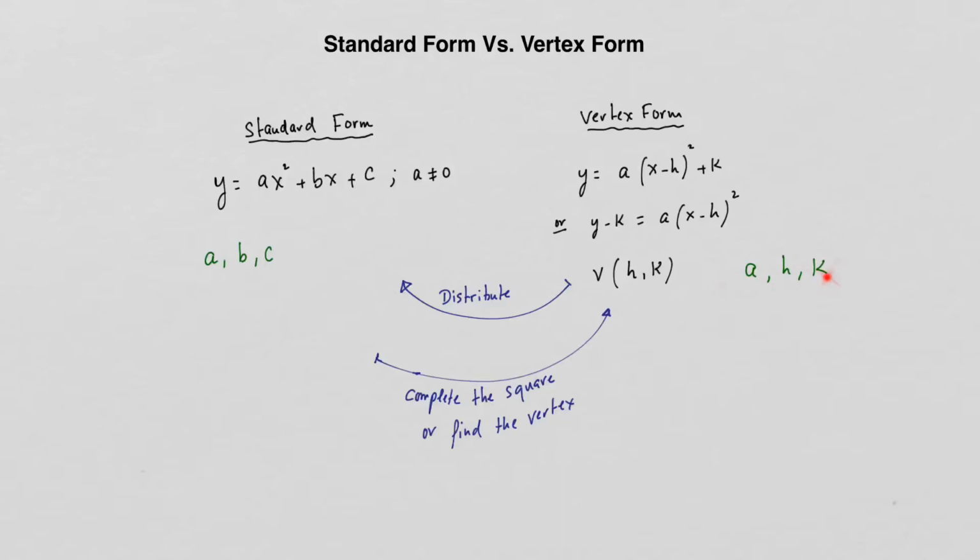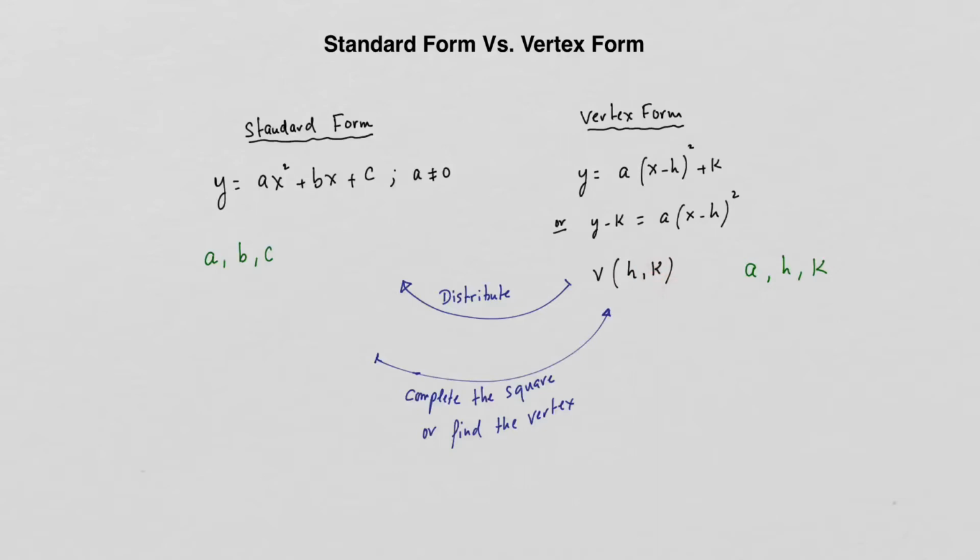Now what are these three numbers? Here's the good news: this a is exactly that a. So if this is 2, I guarantee you're going to get a 2 here. If this is 1, you're going to get a 1. If this is negative 5, you're going to get negative 5. So that you get for free. Now (h, k) is your vertex. Remember, h is negative b over 2a, and k is f of negative b over 2a.